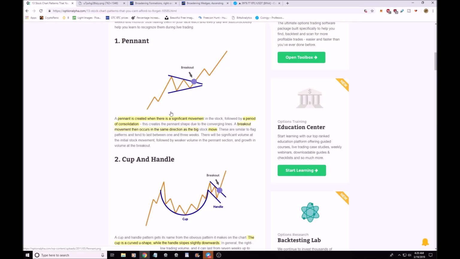I want to go over some chart patterns with you guys. Hope everybody's doing well. Okay, so let's talk about a pennant.